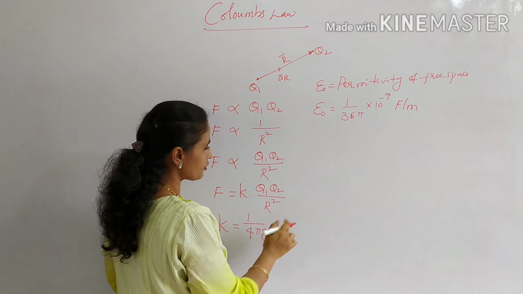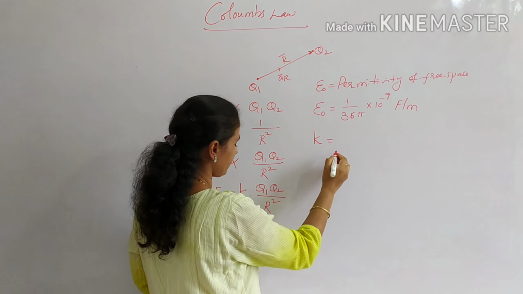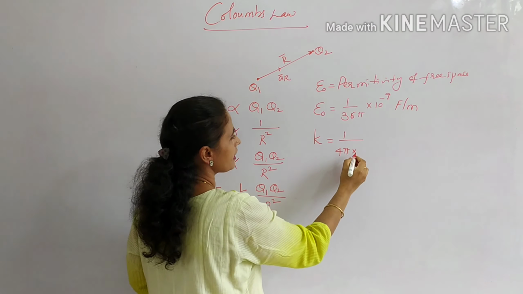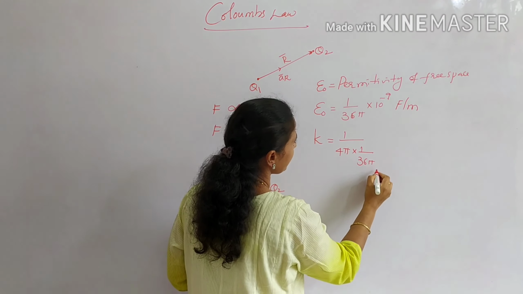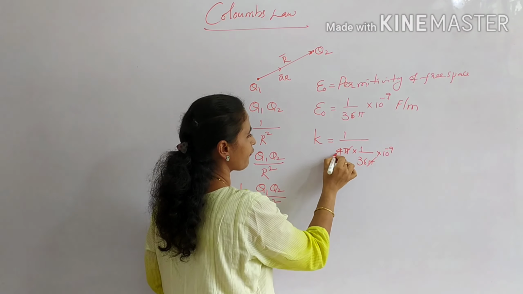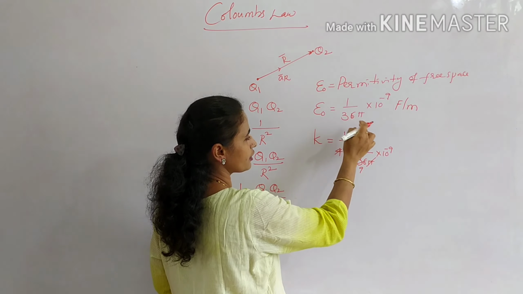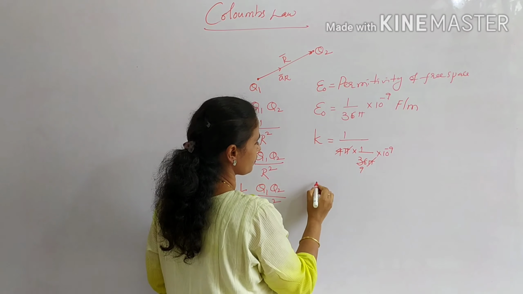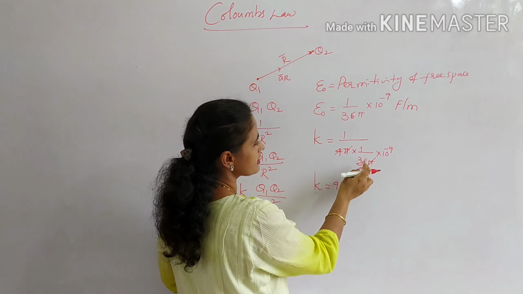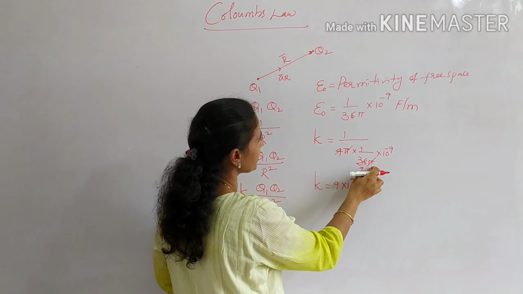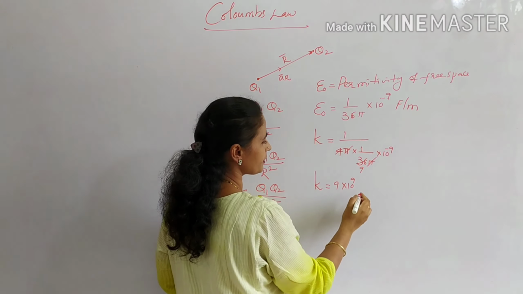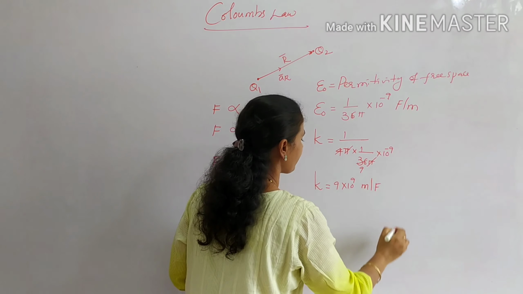If I substitute to get the constant K, it is 1 by 4 pi into, what is epsilon? It is 1 by 36 pi into 10 raised to minus 9. So this pi and this pi cancel, 4 nines are 36, and I take the 9 to the numerator, and the 10 power 9 also. K is given by 9 into 10 raised to 9. Since epsilon naught is in the denominator with the unit of farads per meter, taking it to the numerator gives meters per farad.